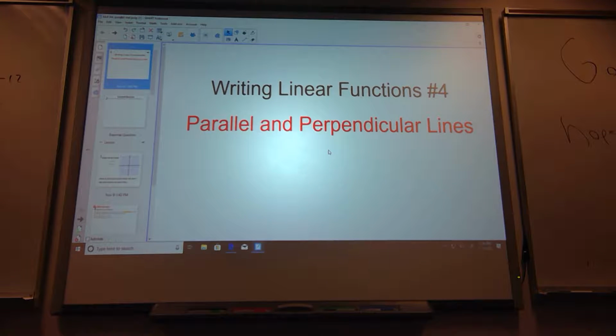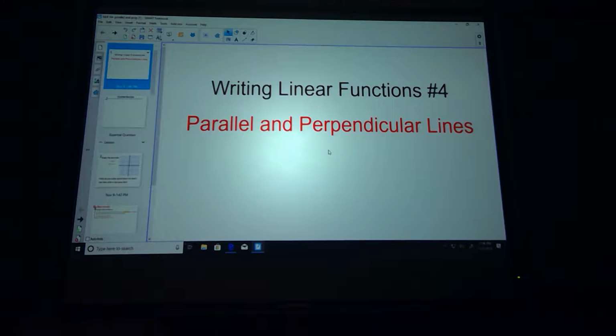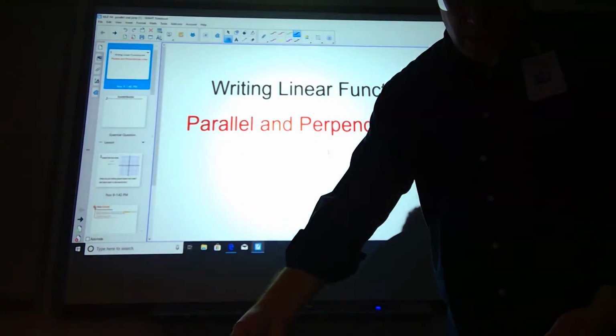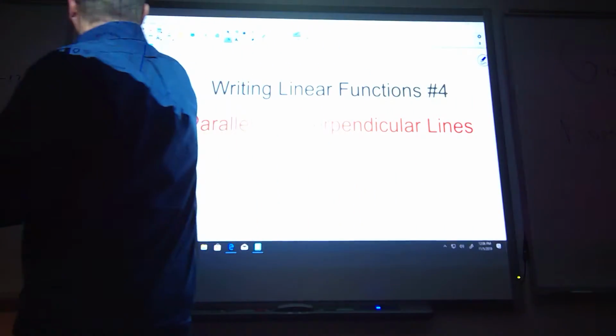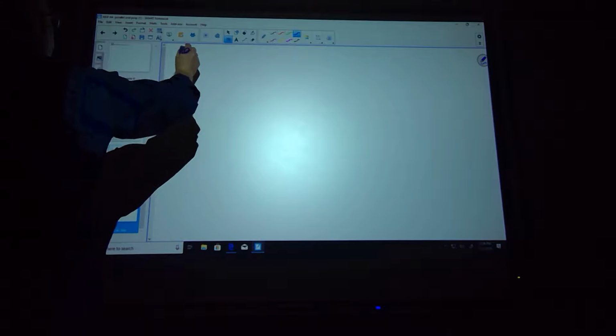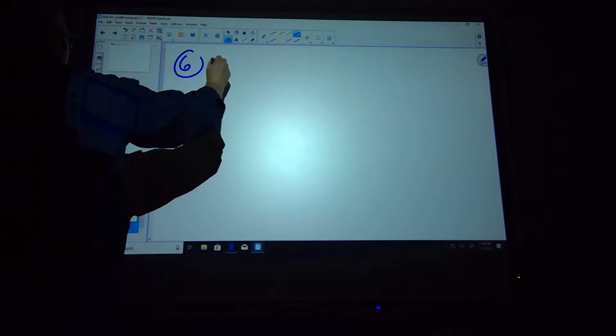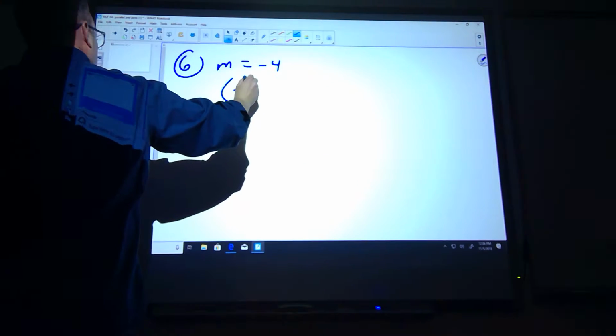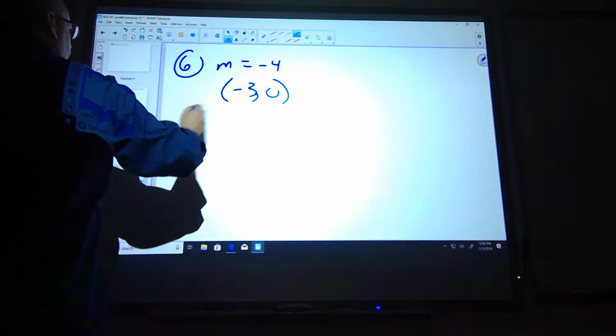All right, friends, what kind of questions did we come across on that homework? Yes, number 6. You got it. Number 6: we have m equals -4 and the point (-3, 0).